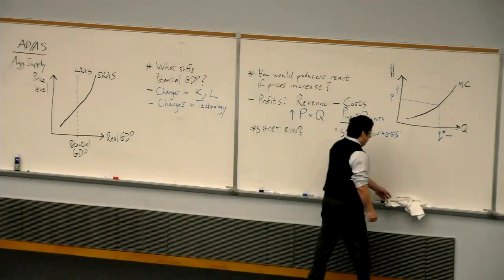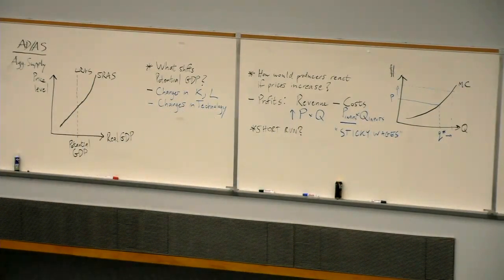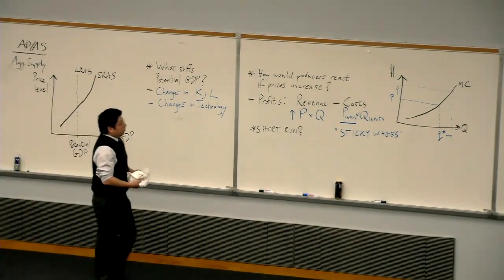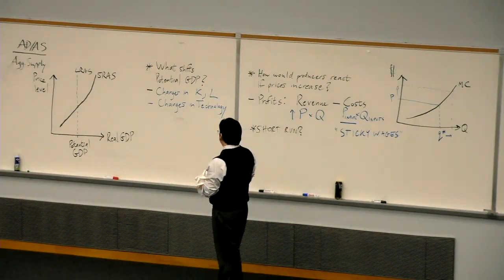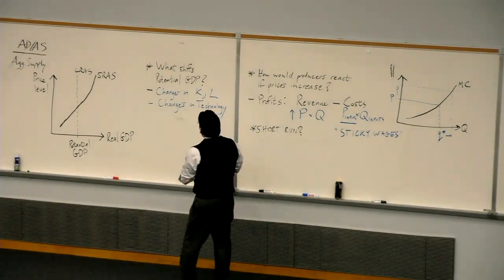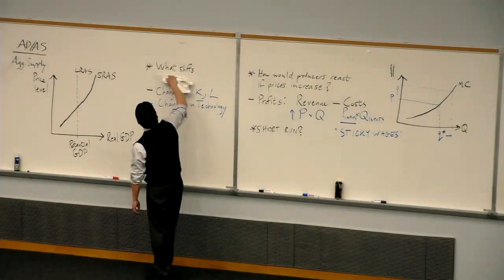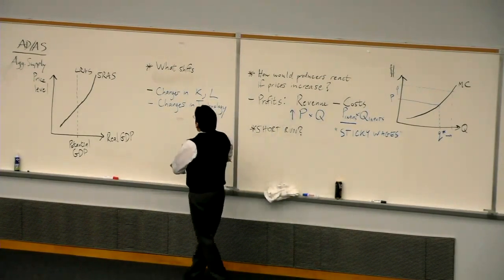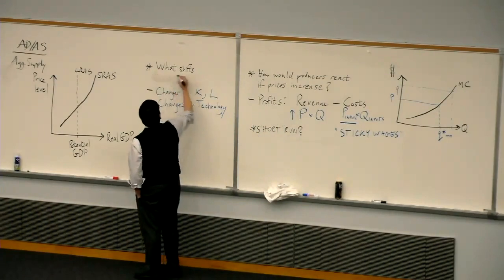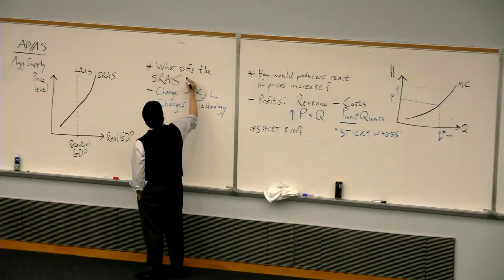So, now that we've figured out what's the likely shape of the short run aggregate supply, the next thing for us to do is to think about what kind of factors shift the short run aggregate supply. So what can we do there? I can just erase that and write what shifts the short run aggregate supply.